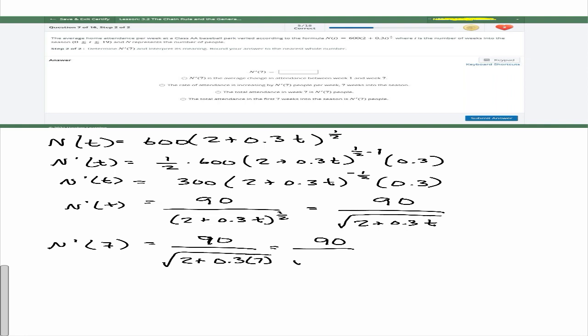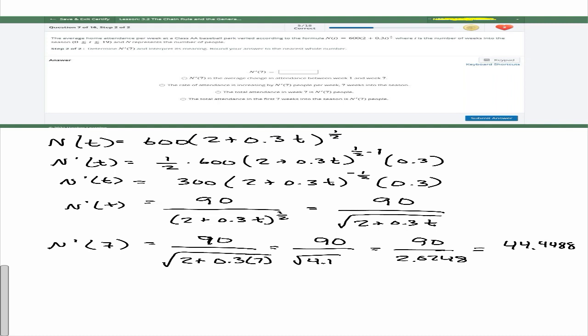we get the square root of 4.1, which is approximately 2.0248. And then we do 90 divided by 2.0248. So we get roundabout in the ballpark of 44.4488.